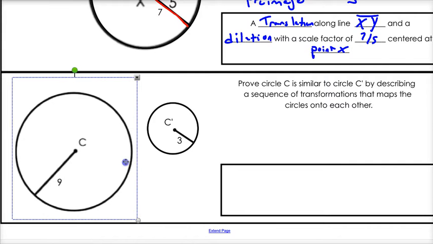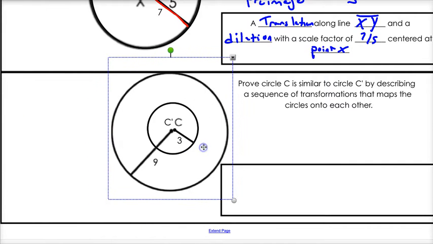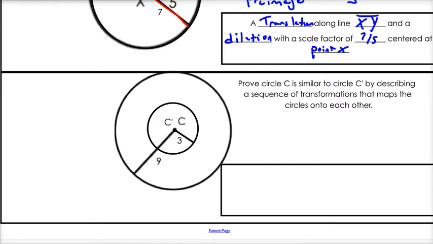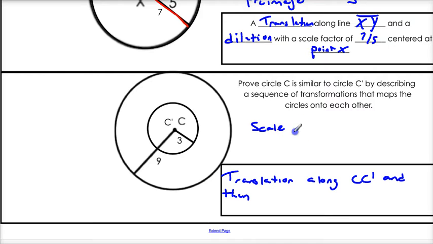But this is our pre-image, so we're going to map it over, do a translation along CC prime. So our first step, let's write that out, was a translation along CC prime. And then what are we going to do? We're going to do a dilation. But first we have to figure out our scale factor. Our scale factor is going to be the image over the pre-image.